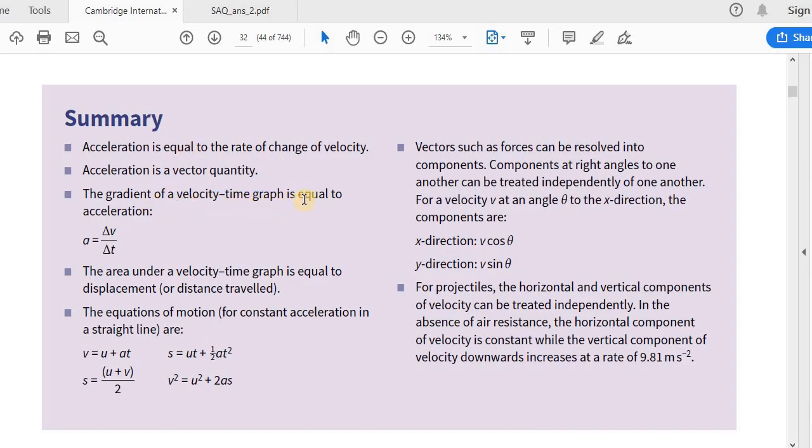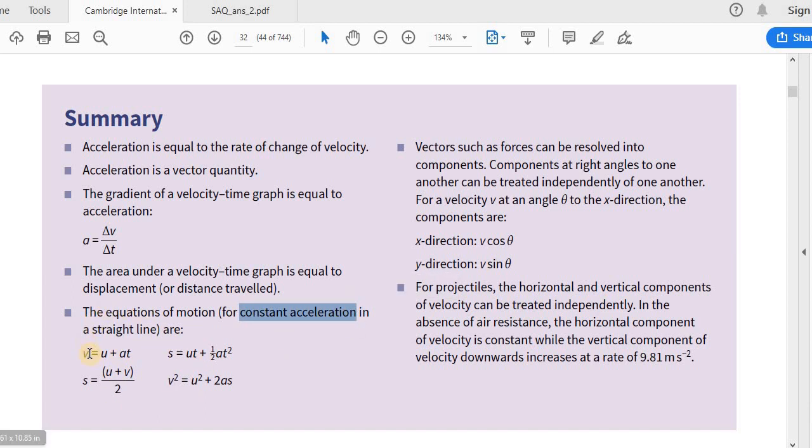The gradient of a velocity time graph is equal to acceleration. The area under a velocity time graph is equal to displacement or distance traveled. I mentioned this earlier, and you have also learned it in the O-level or IGCSE 9-1 classes. The equation of motion for constant acceleration in a straight line. You see the word over here, constant acceleration. Only then can we use this equation.